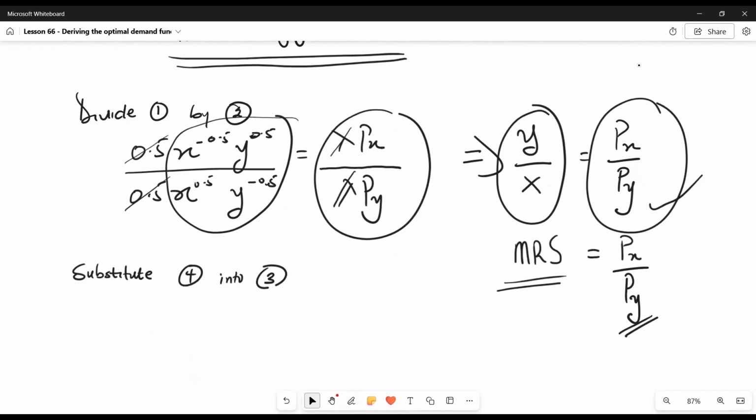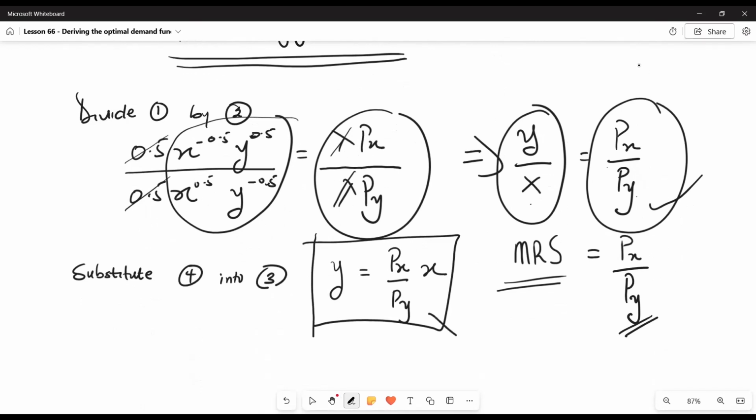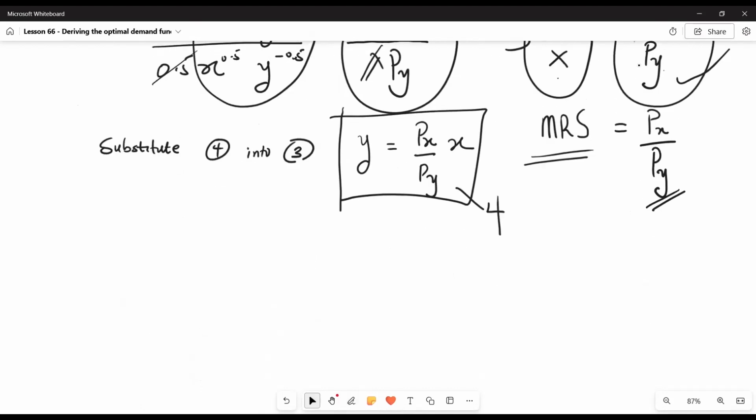Our marginal rate of substitution, which is y over x being equal to Px over Py, can be simplified further as y equals Px over Py multiplied by x. So we are going to substitute this equation, if we call it equation 4, back into our budget, which is equation 3, to obtain our demand functions. Our budget, which is Px x plus Py y being equal to our income. We know y to be equal to the ratio of the prices multiplied by x. So we simply substitute this in.